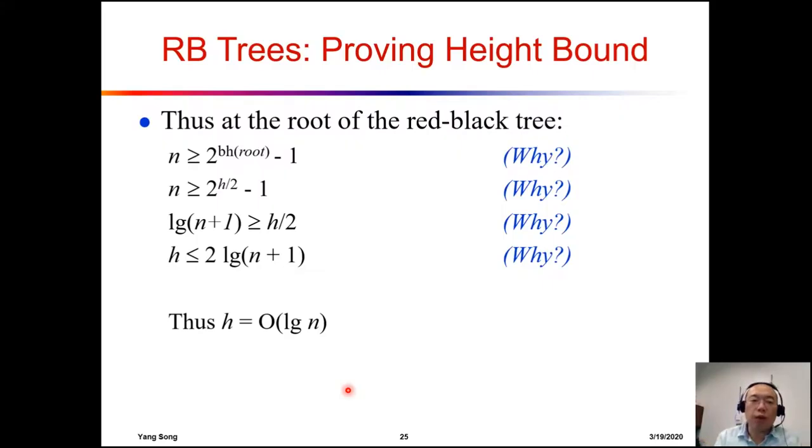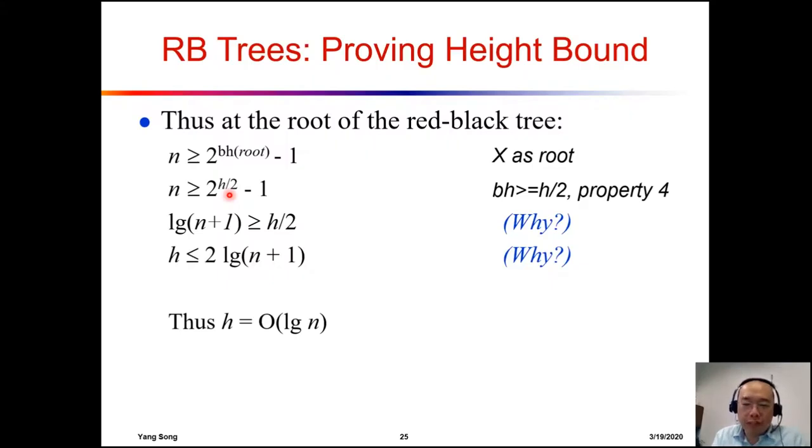So we will have n, the total number of nodes in the tree, greater than or equal to 2 to the black height of the root, minus 1. Why? Because we are assuming X is the root. For the next part, we are substituting the black height of the root with h divided by 2. Why do we do that? Because we have proved that BH, the black height of the root, will be greater than or equal to h divided by 2. And that is based on property number 4.